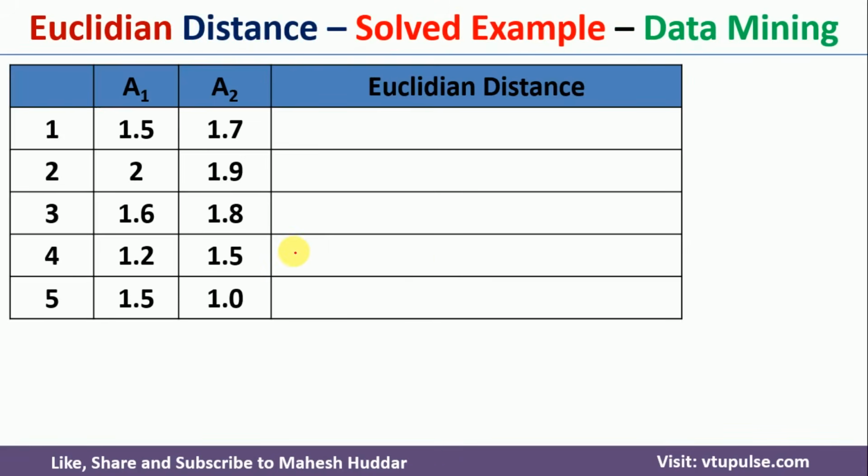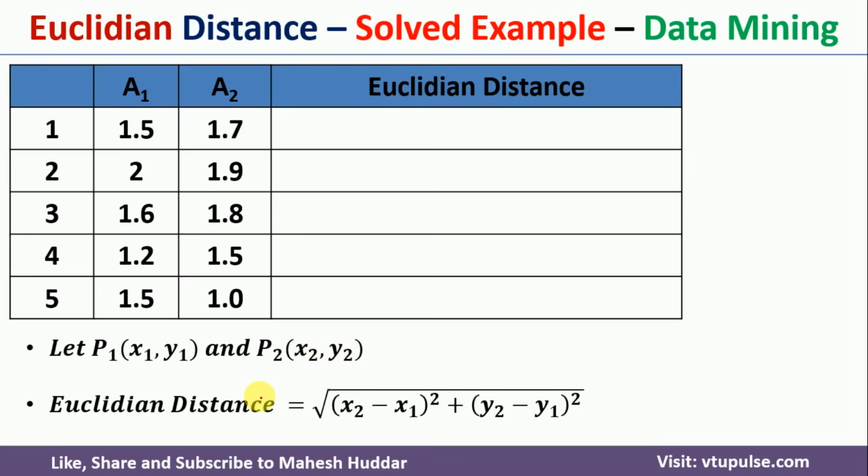If you want to find the Euclidean distance between two data points, let us say P1 and P2, where P1 is denoted by (x1, y1) and P2 is denoted by (x2, y2), the distance formula is the square root of (x2 minus x1) squared plus (y2 minus y1) squared. This is the new data point, and this is the first data point. I want to find the distance between the new data point and the first data point.